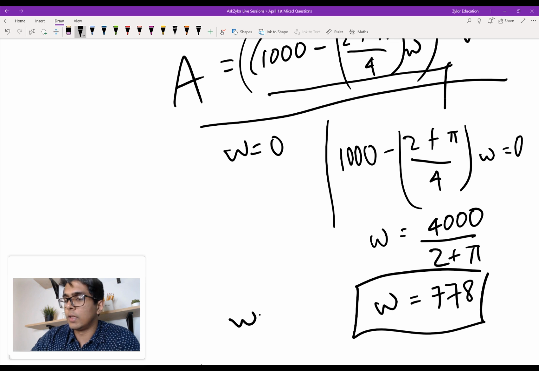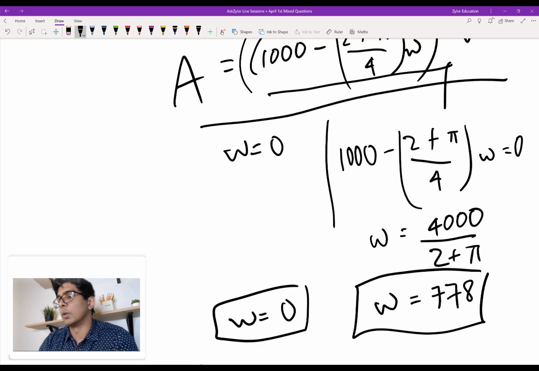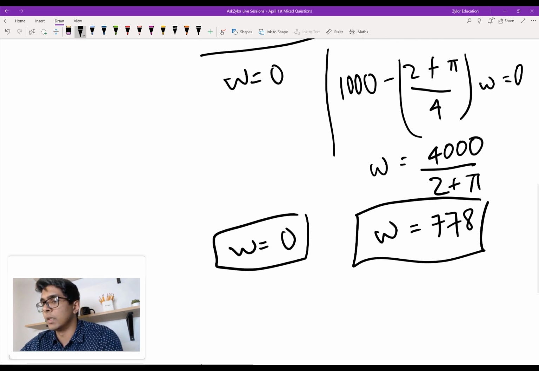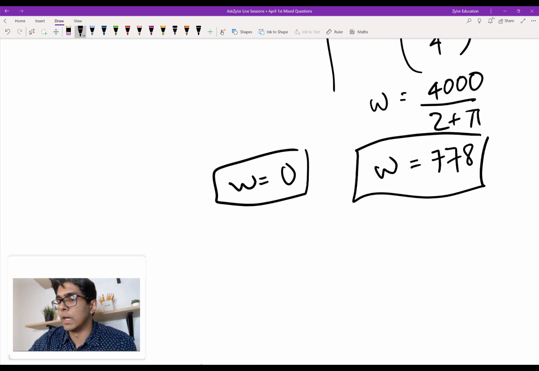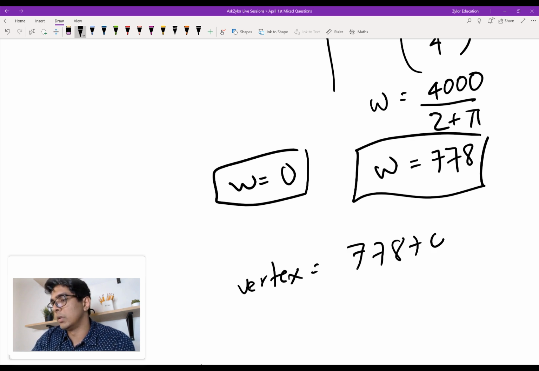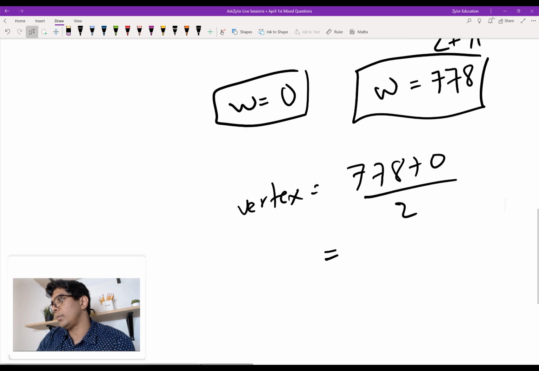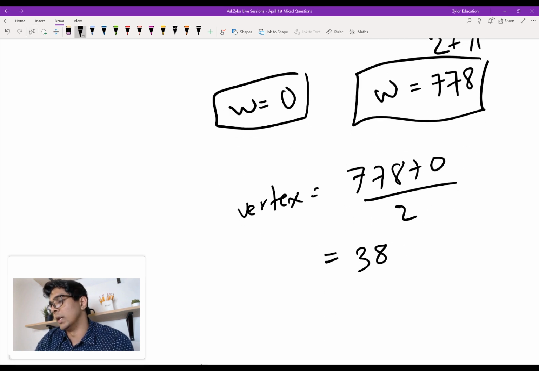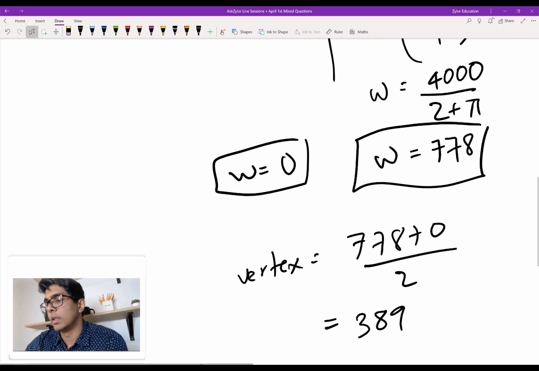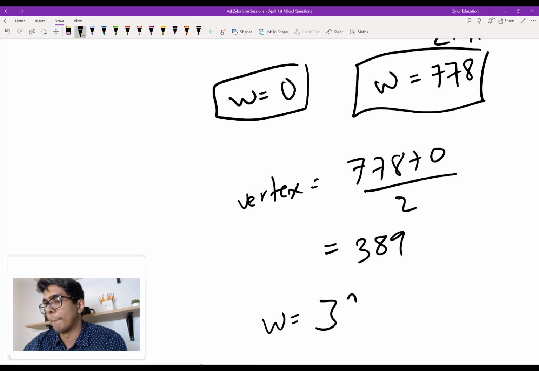So my width can be equal to 0 or equal to 778. Those are my x-intercepts, but I'm trying to find the vertex. So what I'm going to do is just add the two together and divide by 2 to get my vertex. So 778 plus 0 divided by 2. That's going to give me 389. So the maximum area I can get is when my width is 389.